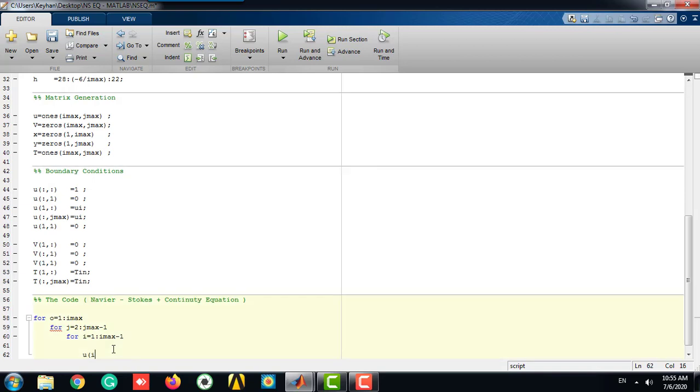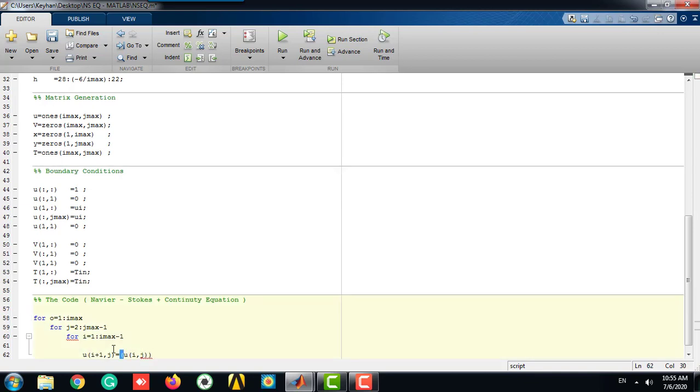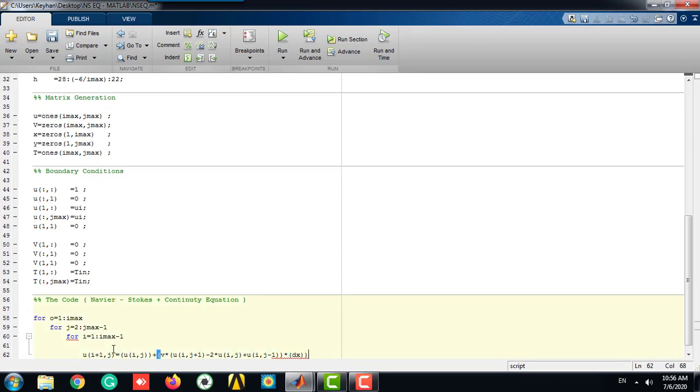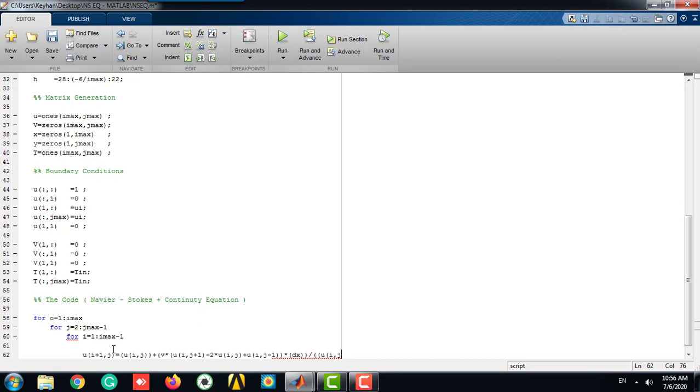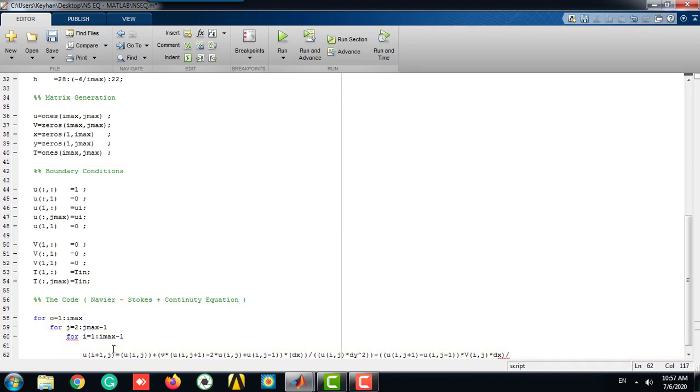So we enter the equation of Navier-Stokes, which we discretized in the PowerPoint, and we write u i+1,j equal to u i,j plus nu multiplied by u i,j+1 minus 2 u i,j plus u i,j-1 multiplied by dx divided by u i,j multiplied by dy squared, minus u i,j+1 minus u i,j-1 multiplied by V i,j, which is the velocity in the y direction we derived from the continuity equation, multiplied by dx divided by 2 multiplied by u i,j multiplied by dy. So this is the Navier-Stokes equation that we derived earlier.